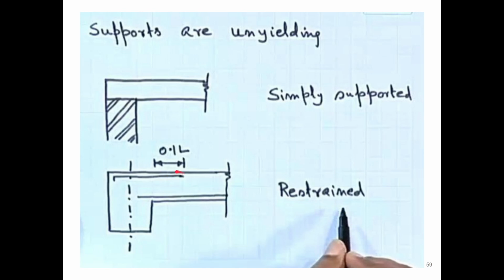And this is the 0.1 L extra for the bent-up bars. We have to provide two rebars. So these supports are yielding. This support is unyielding, yeah, both are unyielding, but this is rotating, this is not rotating.